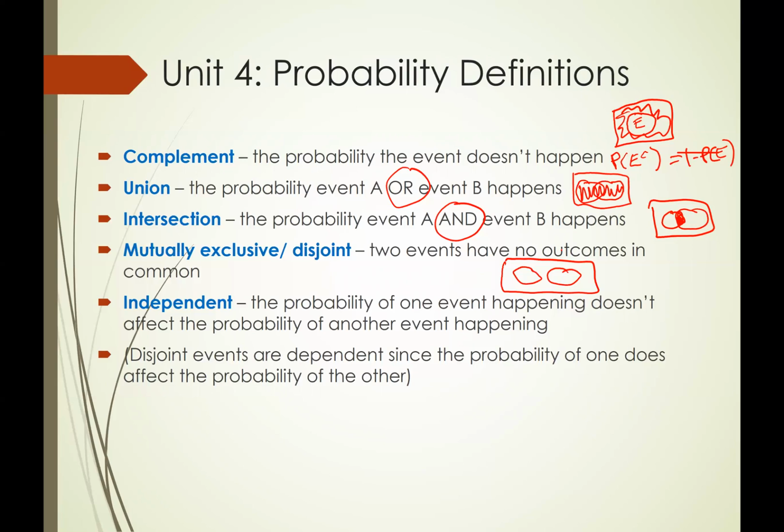A mutually exclusive example would be like getting a red card and a black card. You can't get both of those at the same time. A card is either red or black, it's not both. But you can get a card that's a red and a 2 at the same time. So a red and a 2 would not be mutually exclusive. Remember, disjoint events are dependent since the probability of one does affect the probability of the other. So if you know the first event happened, that means the second event can't happen. So that probability is now 0 and it has changed.